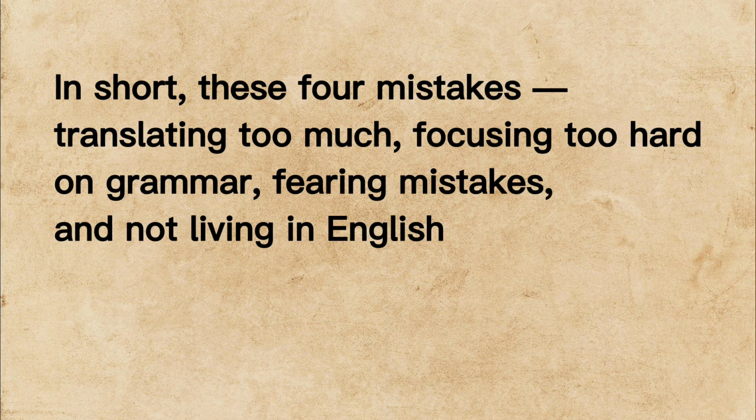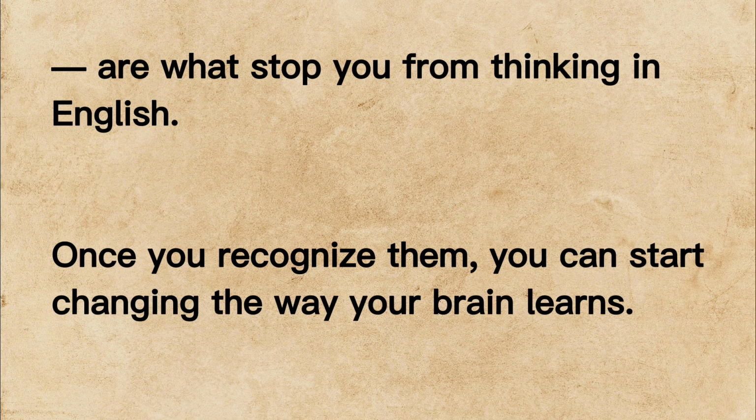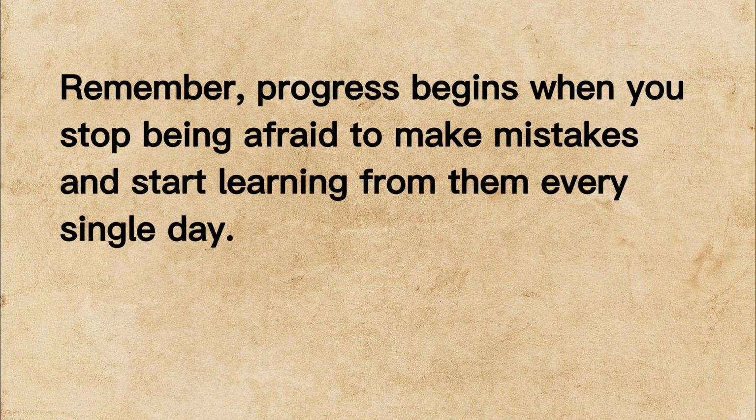In short, these 4 mistakes: translating too much, focusing too hard on grammar, fearing mistakes, and not living in English, are what stop you from thinking in English. Once you recognize them, you can start changing the way your brain learns. Remember, progress begins when you stop being afraid to make mistakes and start learning from them every single day.